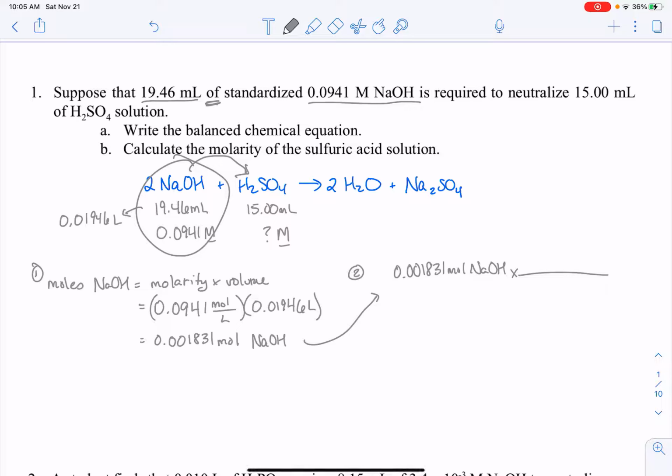And then I'm just going to set up the type of conversion that we normally do, where I put the unit that I already have on the bottom and the unit that I want on the top. And what I'm going to use here are the coefficients from the balanced chemical equation. So the 2 and the 1, I'll match them up with the units that I laid out. And so that's going to get me an even smaller number here. So now I have that number in H2SO4. So that's why we needed the balanced chemical equation in order to find out what those two numbers were.